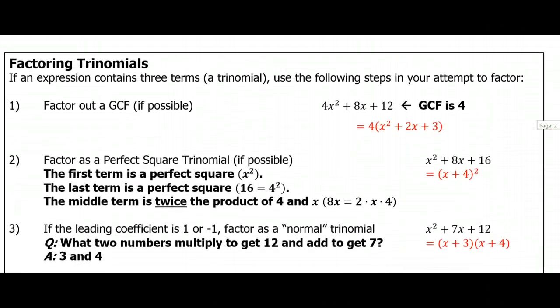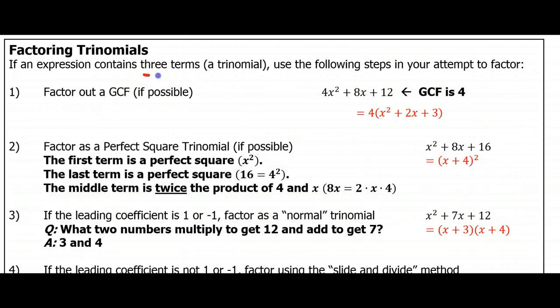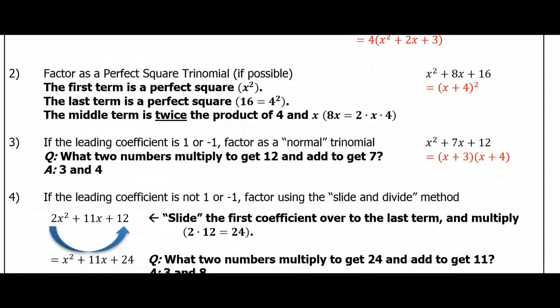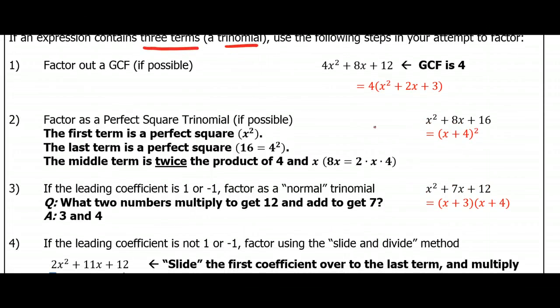The other types of polynomials we often see when factoring is trinomials. So that would be expressions that contain 3 terms. Okay, and the steps to factor these are a little bit different. The first thing you look for, again, just like all problems, is look for a GCF. So 4x squared plus 8x plus 12, you can factor a 4 out of each of those terms. Okay, but after you try to factor out a GCF, you then need to try these other methods. If you factor out a GCF, sometimes that'll be it, but sometimes you can actually keep going.